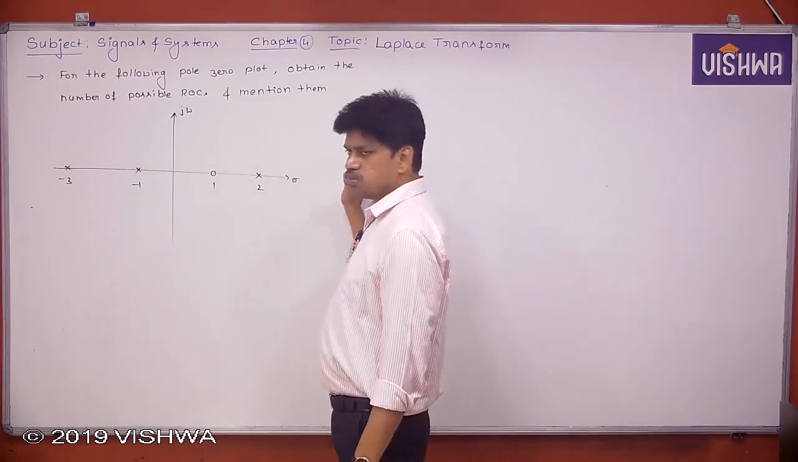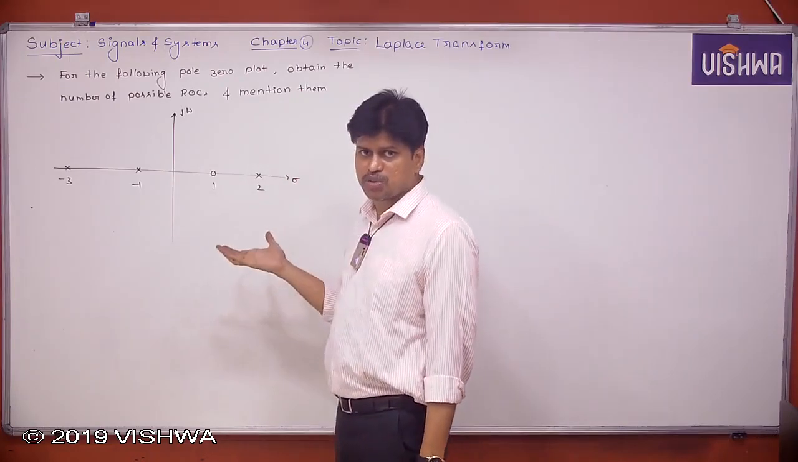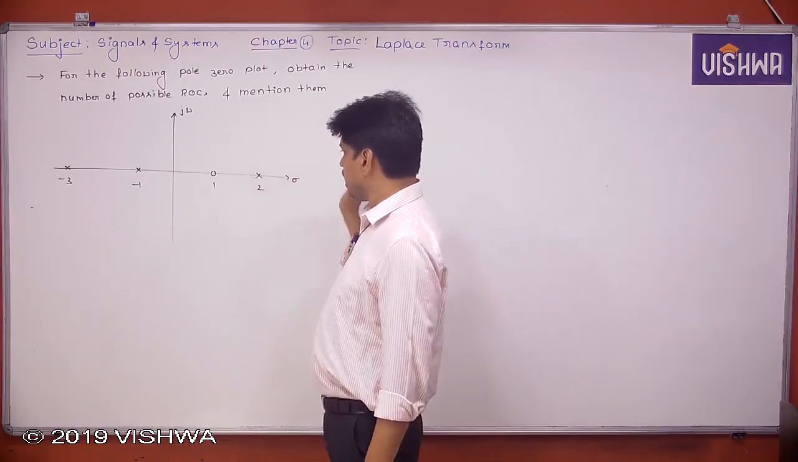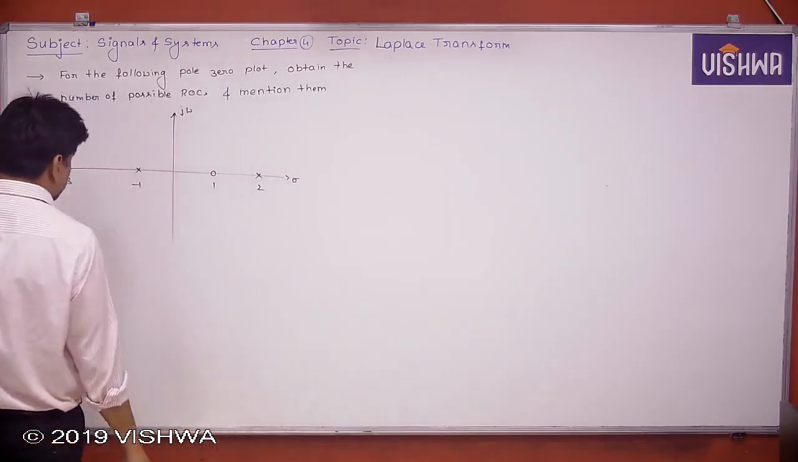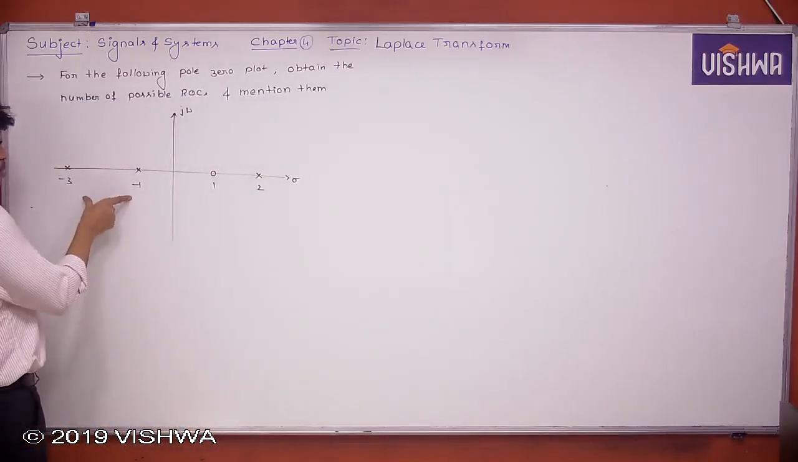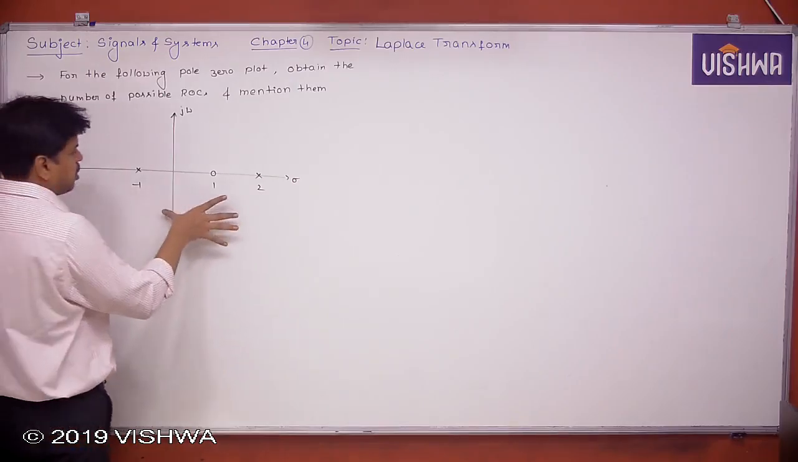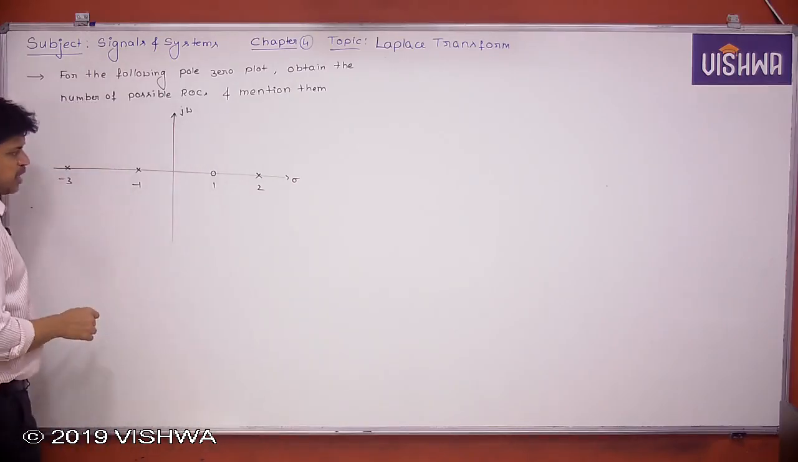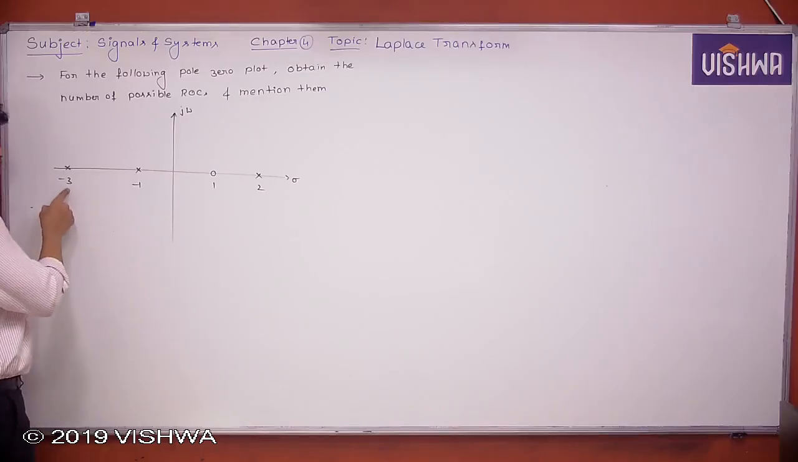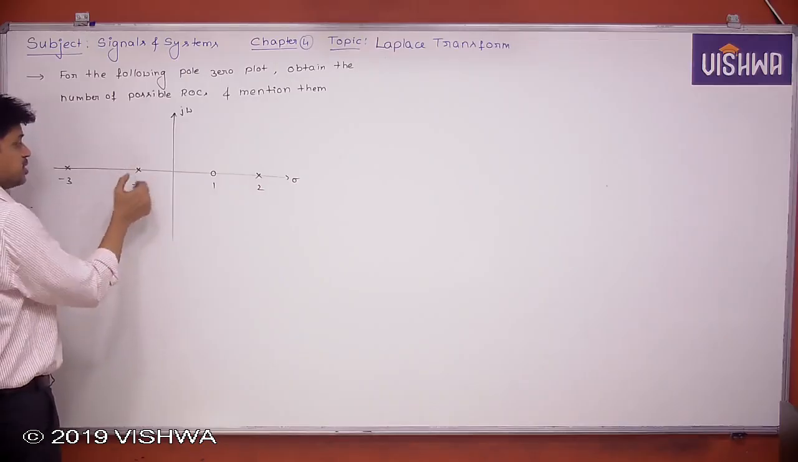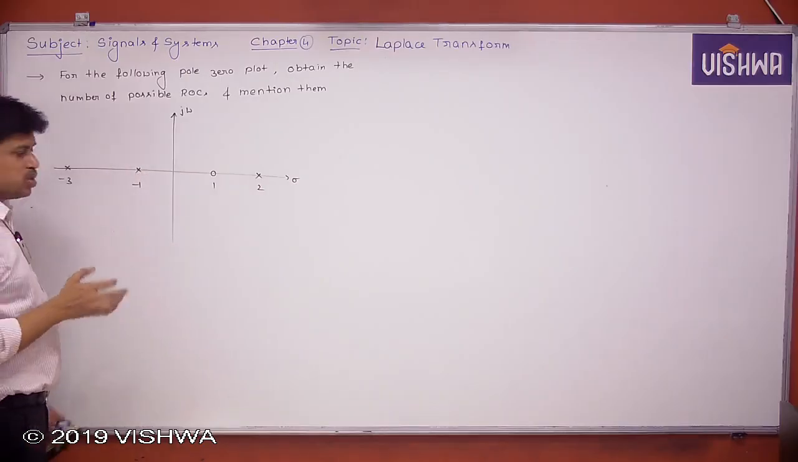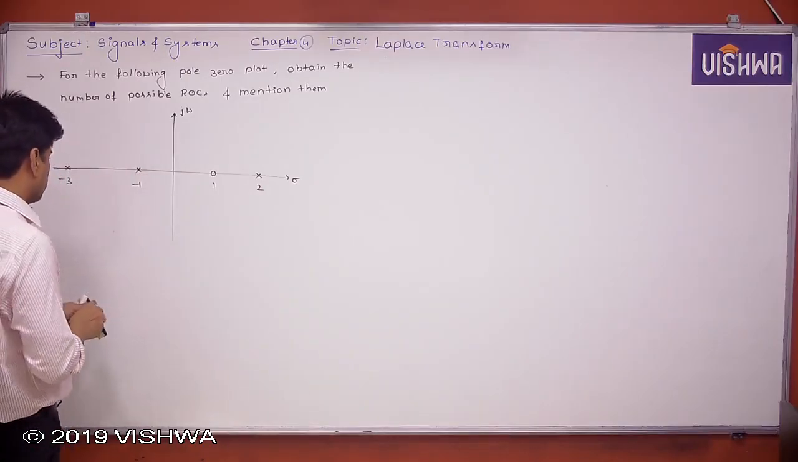Greater than 2. ROCs means we are talking about common ROCs. Greater than 2. Less than -3, that is one ROC. In between -3 and -1. In between -1 and 2. Next, can I take an ROC in between -3 and 2? We cannot take that because it has a pole inside. So I am having 4 ROCs here.